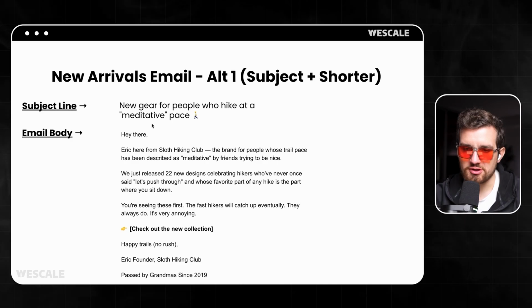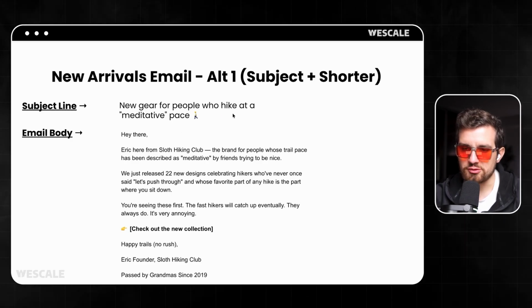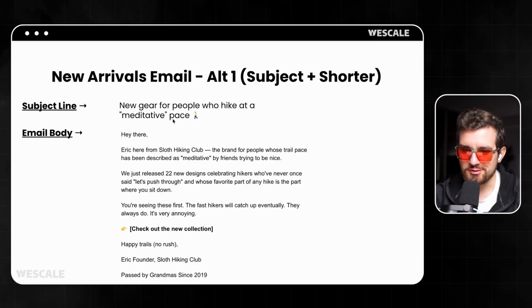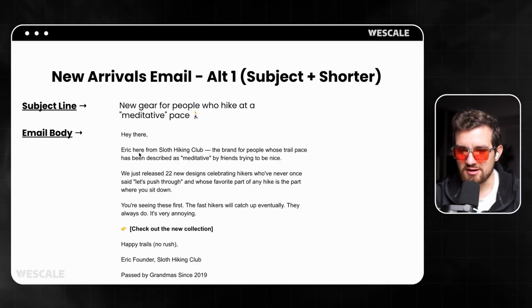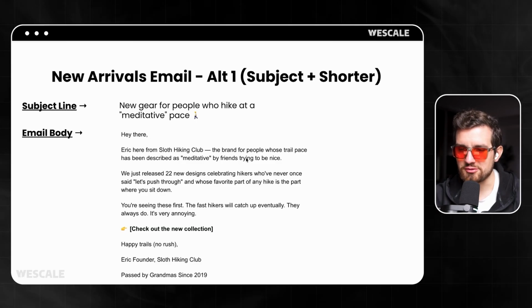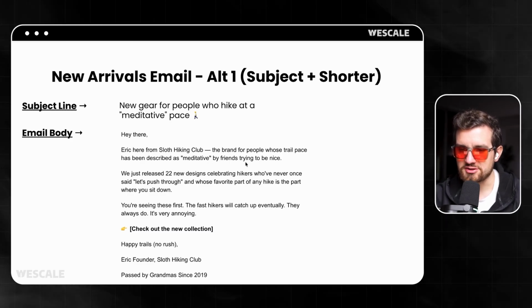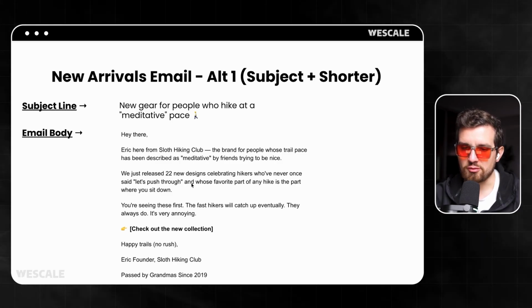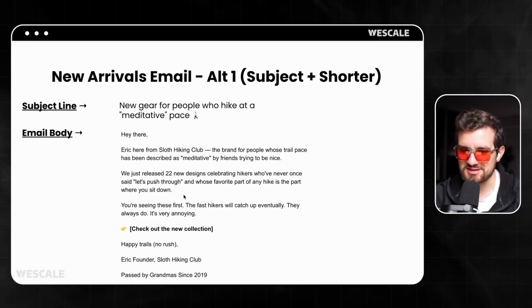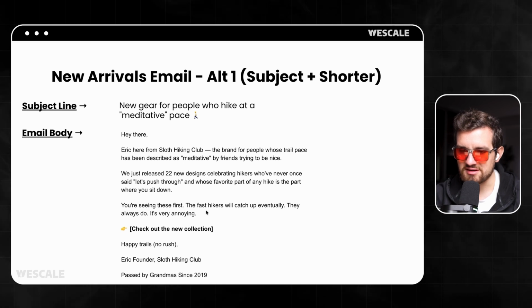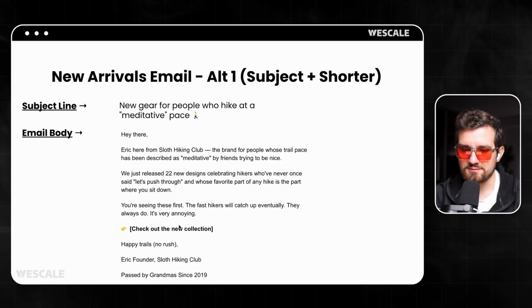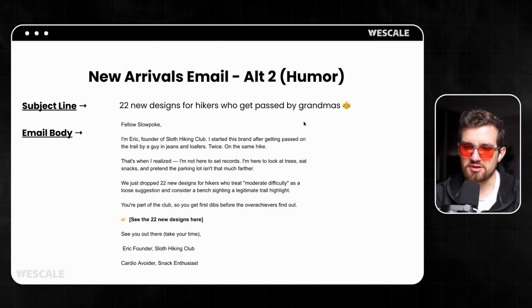So here's an example for sloth. New gear for people who hike at a meditative pace. Hey there, Eric here from Sloth Hiking Club, the brand for people whose trail pace has sometimes been described as meditative by friends trying to be nice. We just released 22 new designs celebrating hikers who've never once said, let's push through, and whose favorite part of any hike is the part where you sit down. You're seeing these first. The fast hikers will catch up eventually. They always do. It's very annoying. Check out the new collection here. Happy trails, no rush. And then here's another variation.